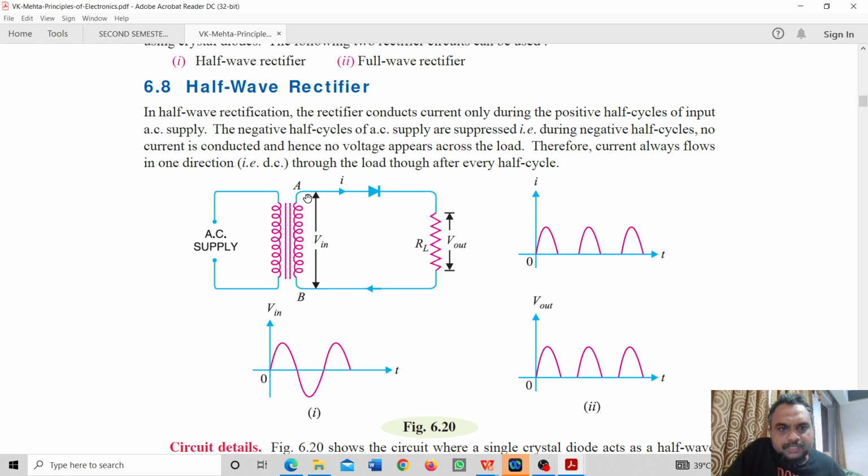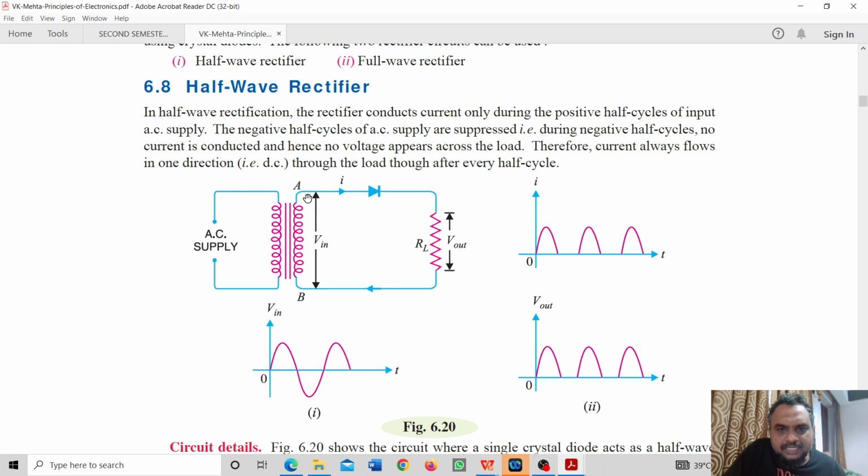So half wave means, as I know, an AC current consists of two half waves. One is a positive half wave and the other is a negative half wave. That is called one cycle. So we can say positive half cycle and negative half cycle. A half wave rectifier transmits only the positive half cycles, or either only the positive half cycles or only the negative half cycles. All the negative half cycles are cut out, and only the positive half cycles are passed, the current is passed.